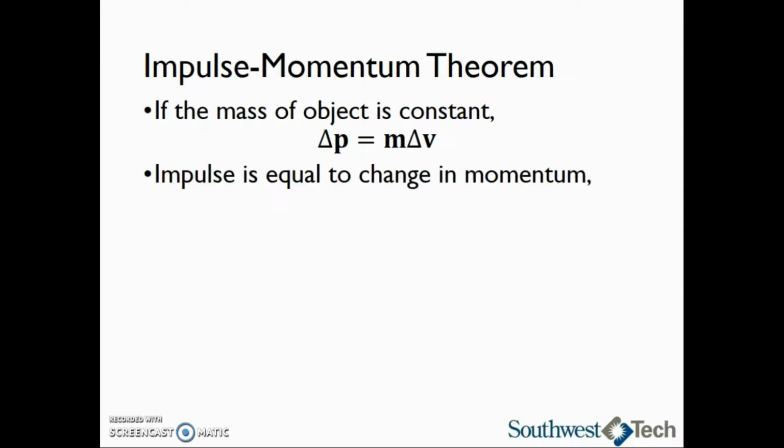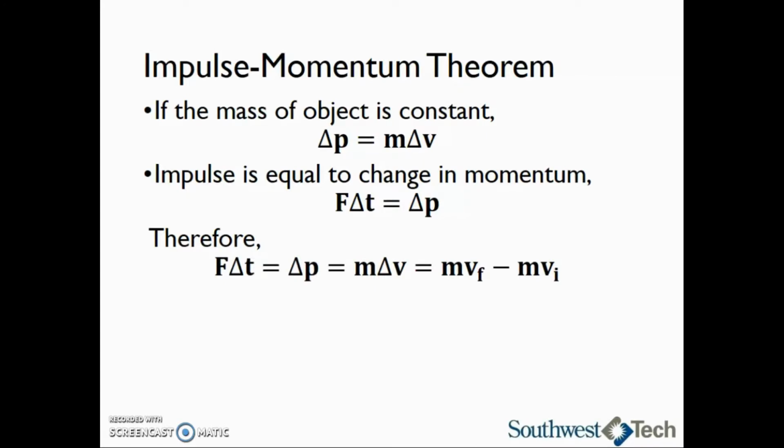We also know that impulse is equal to the change in momentum from the previous video, so F, the force, times delta t, the change in time, is equal to delta p, or the change in momentum. Combining these two equations, we see that force times change in time is equal to change in momentum, which is equal to mass times change in velocity, or mass times final velocity, minus mass times initial velocity. A force applied over a certain time leads to a change in velocity and vice versa. This concludes our discussion of conservation of momentum and the impulse momentum theorem.